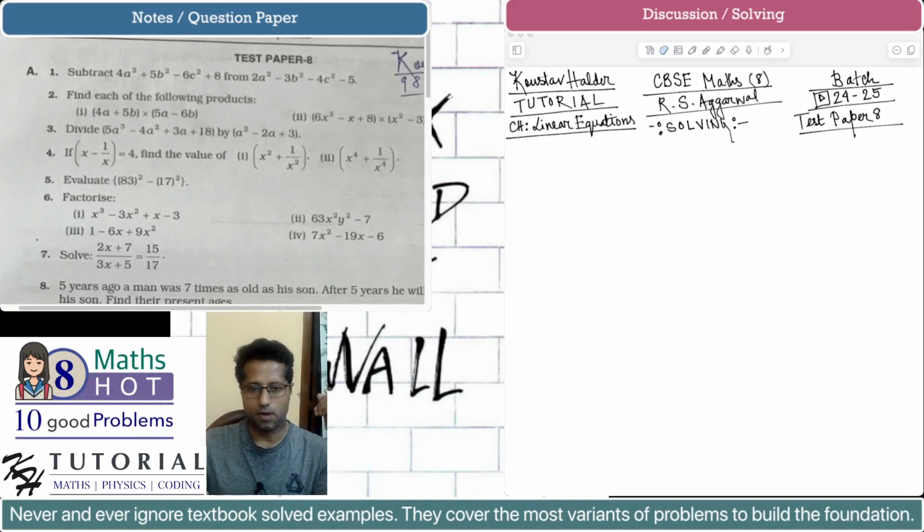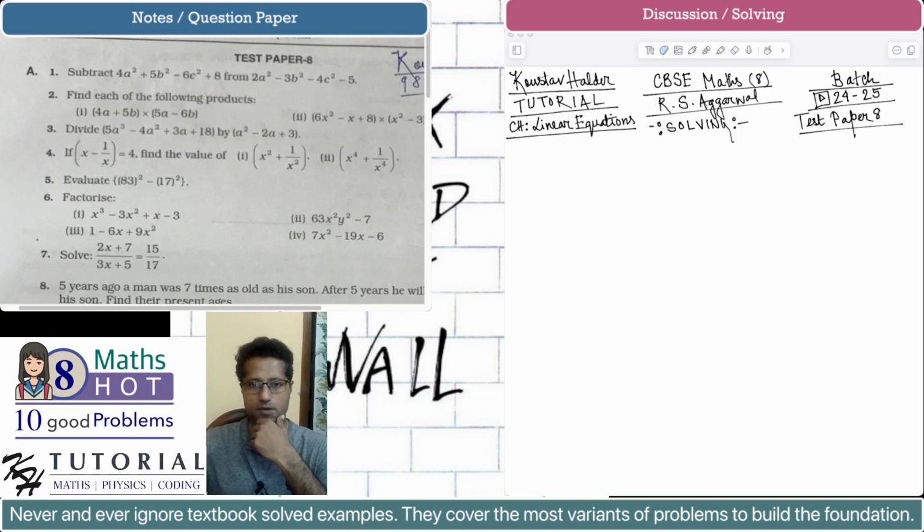Okay, so I have the test paper 8 questions on the left hand side. I have zoomed in quite a bit so that the questions are properly readable. On the right hand side, I will solve the problems. While I am solving a problem, I will pause for a few seconds so that you can take a screenshot of the solution if you think it will help you.